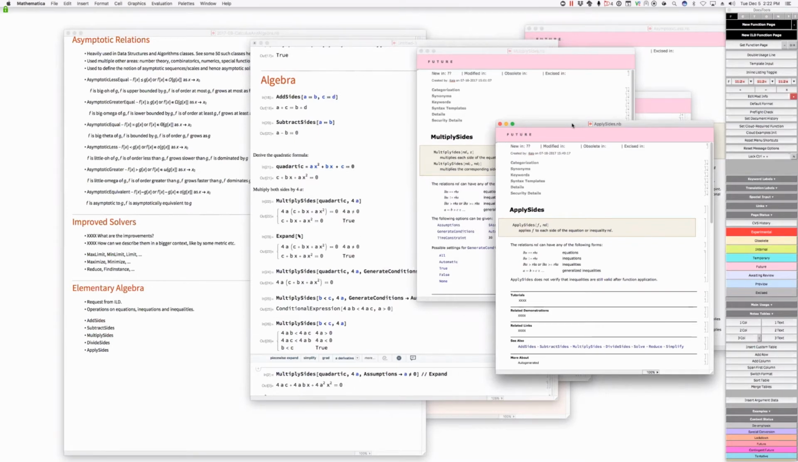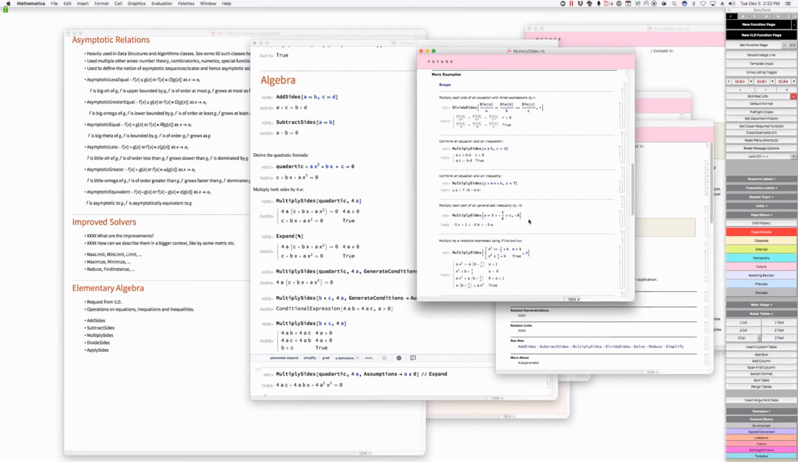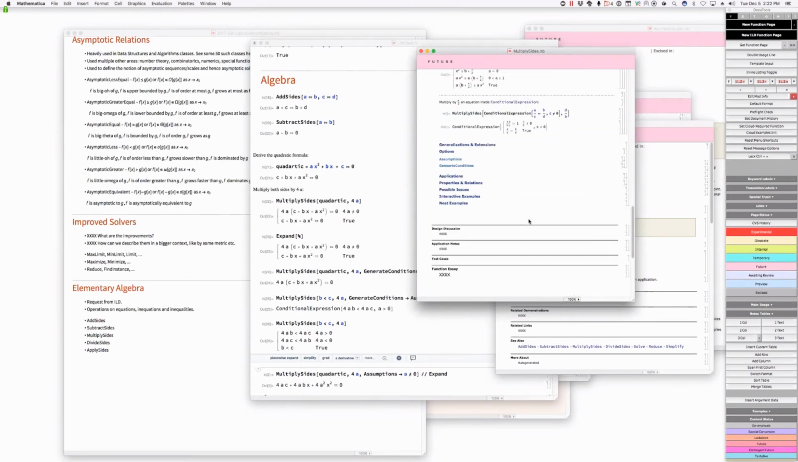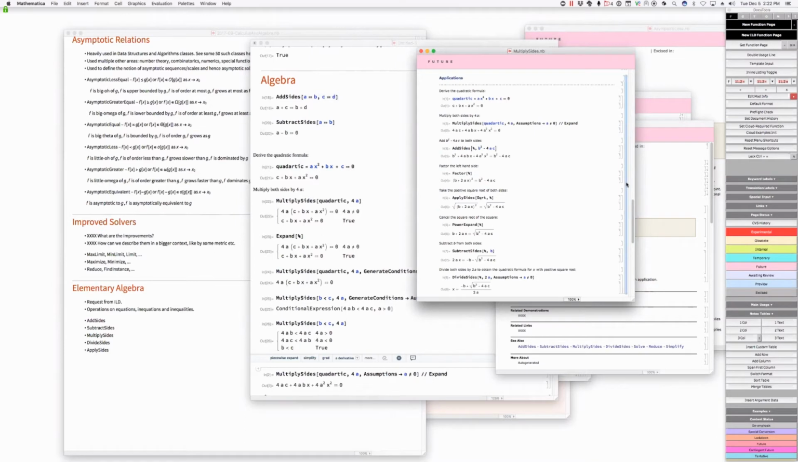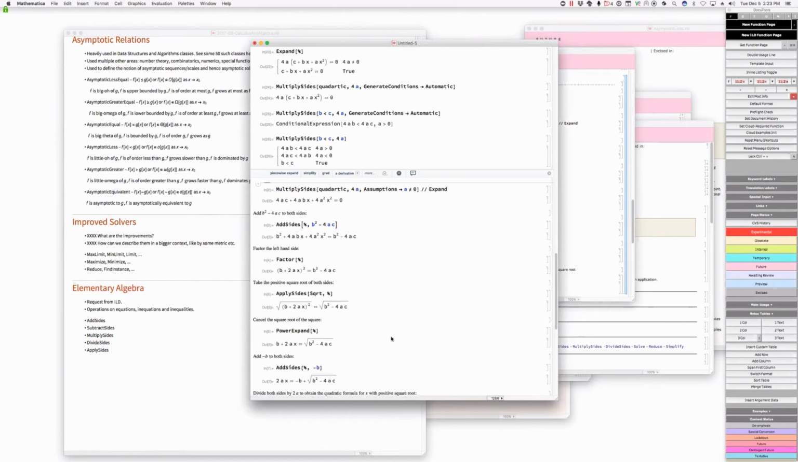So my question, you were going to show me how you do the derivation of completing the square. Okay, so go back to multiply sides. And under applications, you may need to open it up. Okay, here, let me copy it. In fact, I think you copied it out already. Well, I copied it from a different function, I thought. Well, you probably did, but it's probably pretty similar.